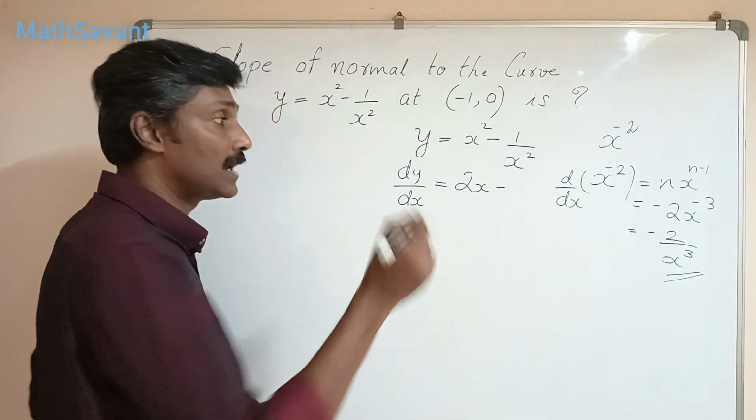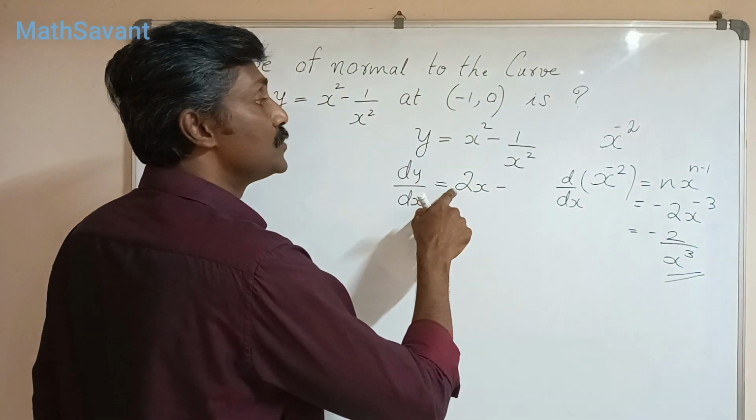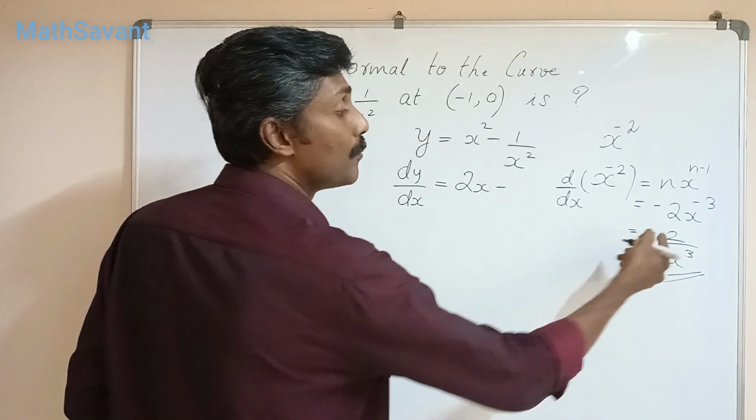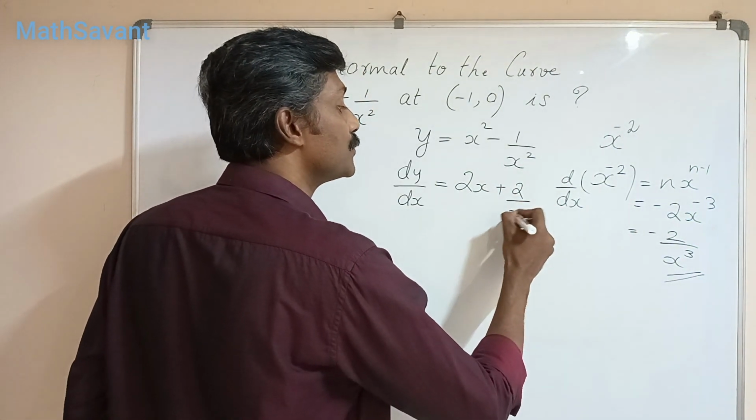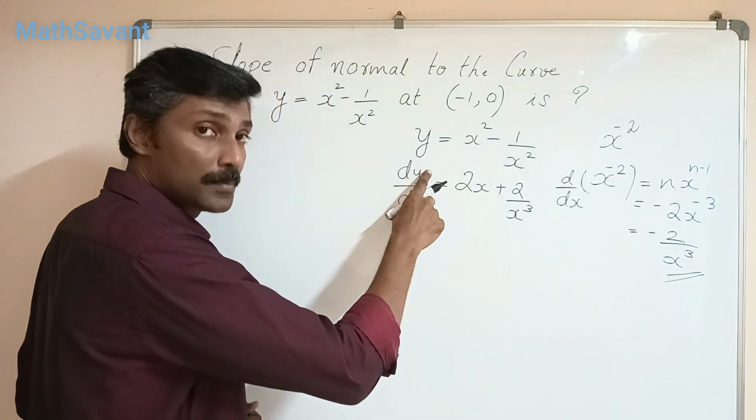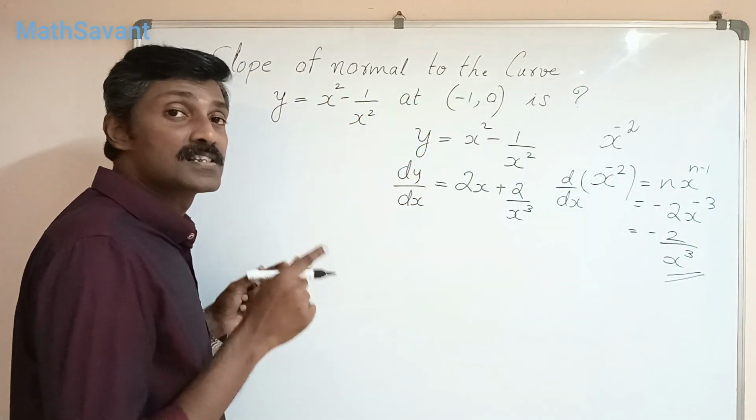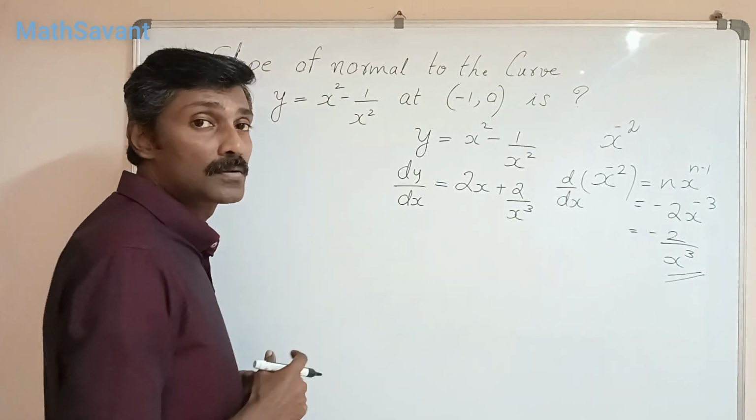So let me substitute that here. So what I get is 2x minus of minus 2 by x cube. That becomes plus 2 divided by x cube. So this is dy by dx, which is the slope of the tangent to this particular curve.